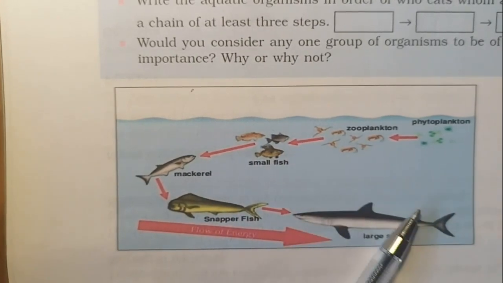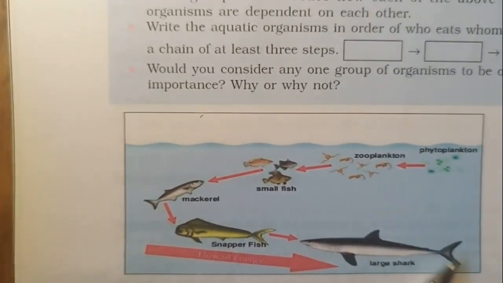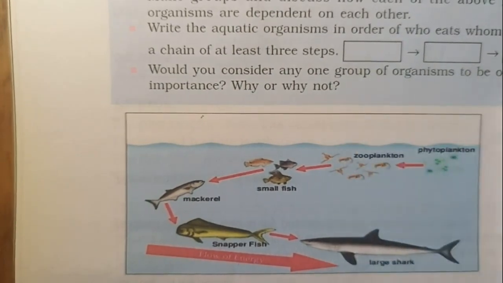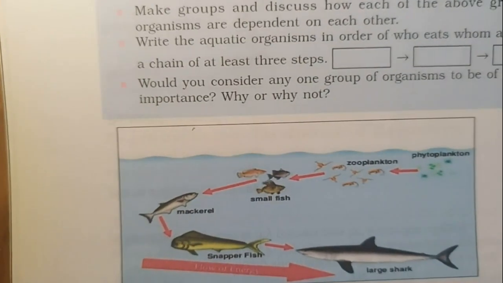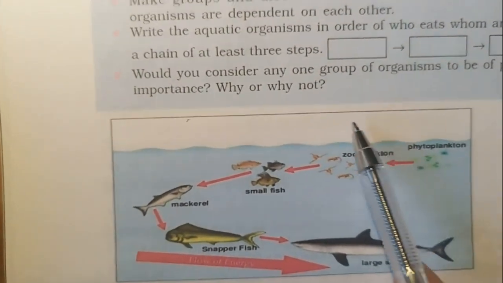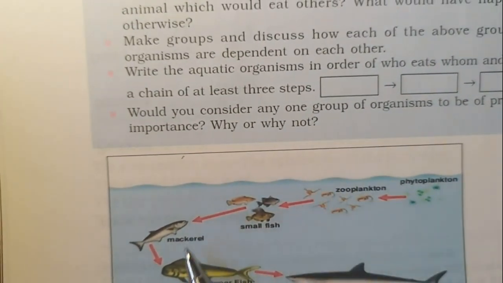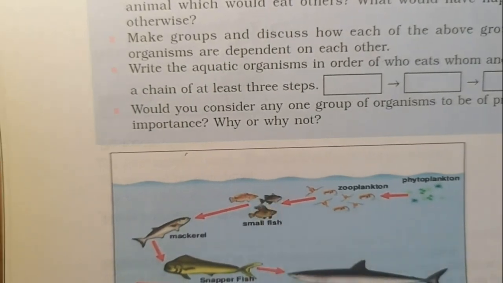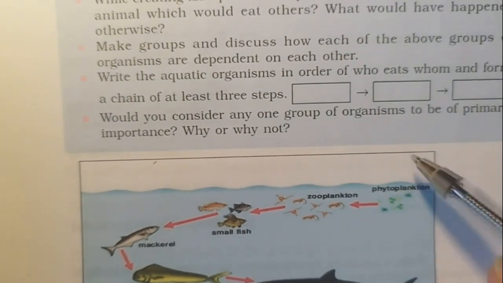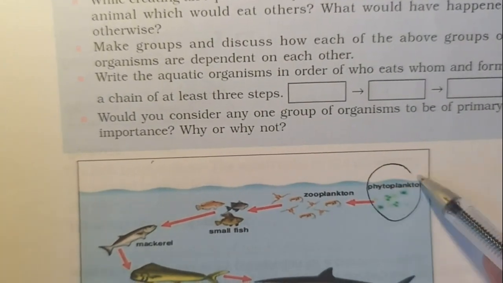So that's the activity. And would you consider any one group of organisms to be of primary importance? Why and why not? So in an ecosystem, actually all the organisms are important. And if one is removed, then that will disturb the ecosystem. So all are important, but the producers are more important.